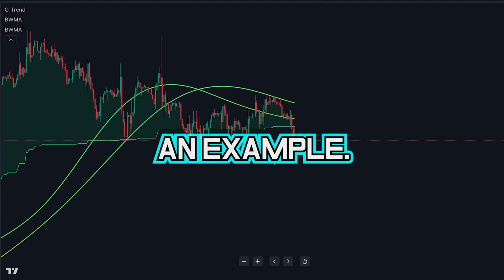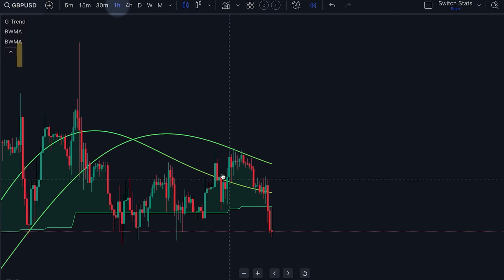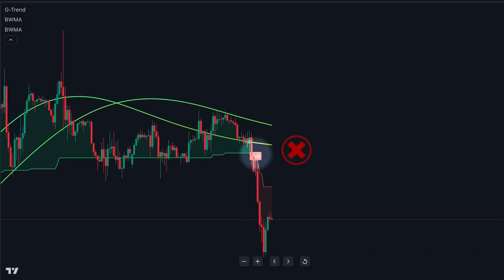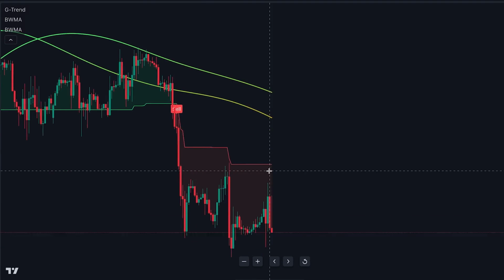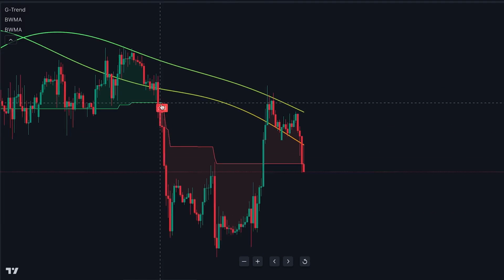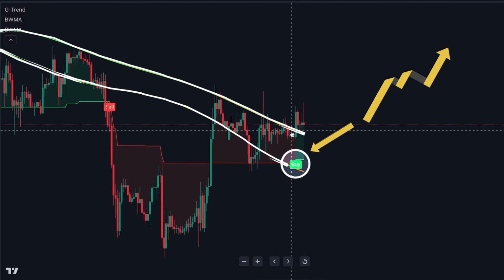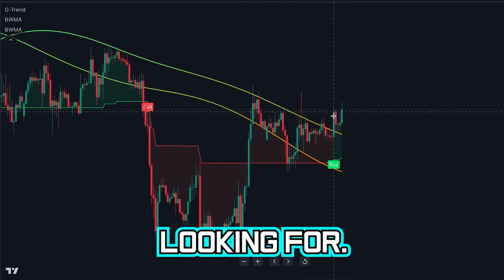Here is an example. We are currently analyzing the GBP/USD on the 1-hour timeframe. As you can see, the market was previously in a downtrend based on the useful MA. Since we are already in a downtrend, we will ignore any sell signals since we are trying to catch the start of the reversal. Now we can see we received a buy signal in the downtrend. This is exactly what we are looking for.